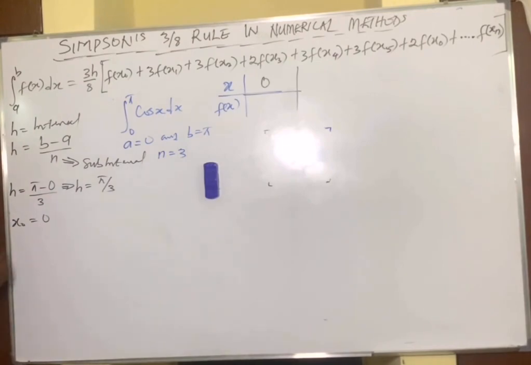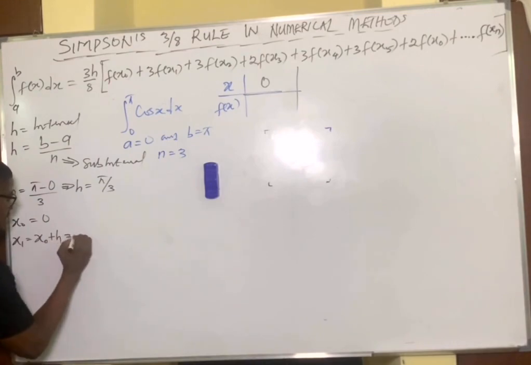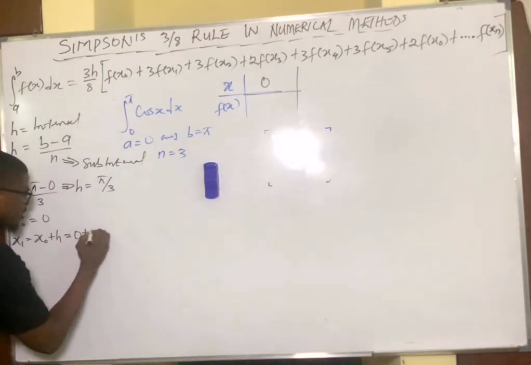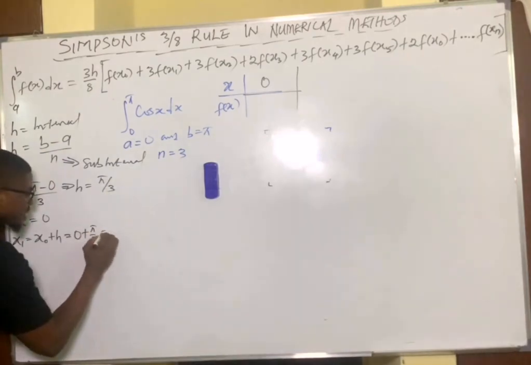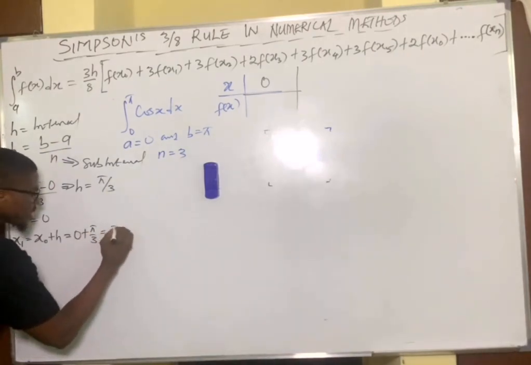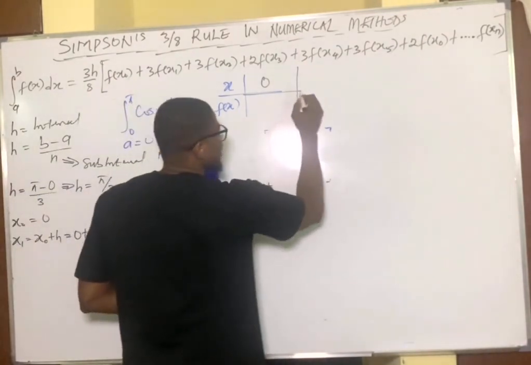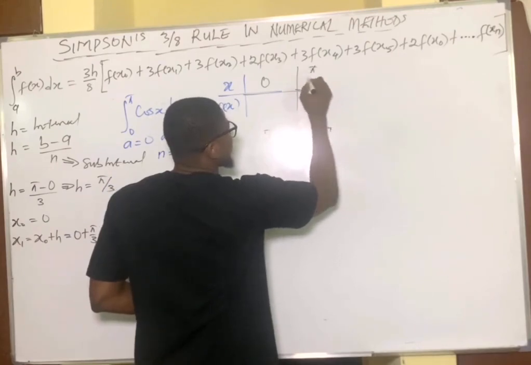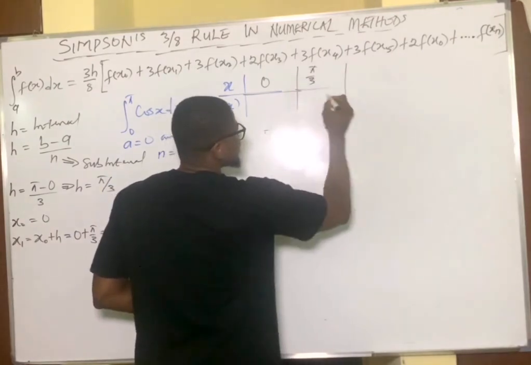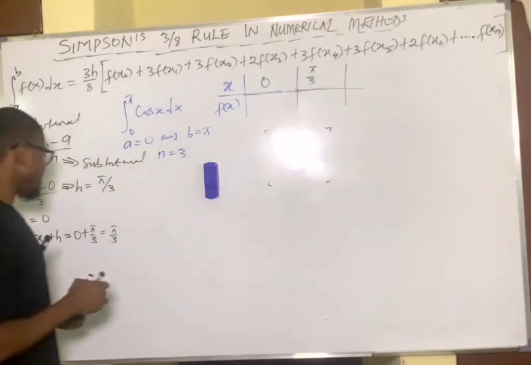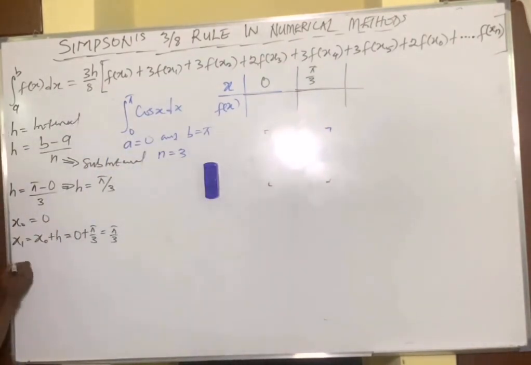Now we need to find x1. x1 is simply equal to x naught plus the interval h. So this is going to be equal to x naught, 0, plus the interval, which is pi all over 3. That means my x1 is simply pi over 3. So my next point there is pi all over 3.